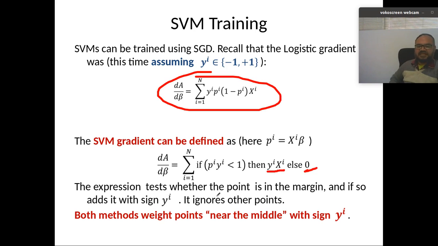This expression basically tests whether the point is in the margin, and if so, it adds it with sign yi, and it ignores other points. So if the point is not in the margin, it would ignore that point. It would not use that point to change the parameters or to train the model. And if it's in the margin, then it would use that point to update the parameters of the model. Both these methods weight points near the margin with the sign yi.